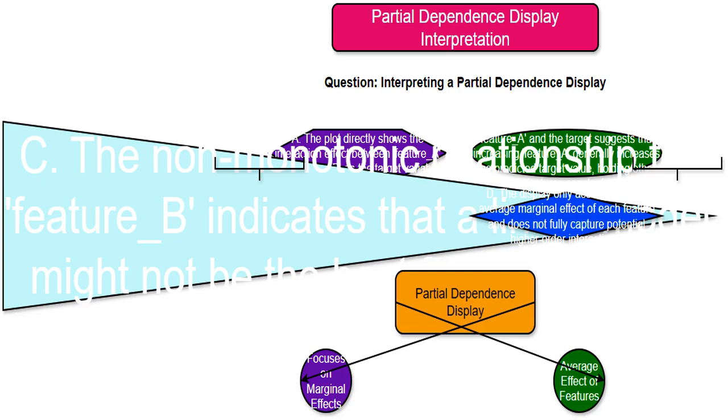This statement is true. A PDP only looks at the average effect of a feature. It simplifies things by ignoring complex interactions between features. For example, I can see how exercise affects weight loss on average, but the PDP ignores the fact that diet also plays a role. So, it doesn't show the whole picture of how exercise and diet together influence weight loss.